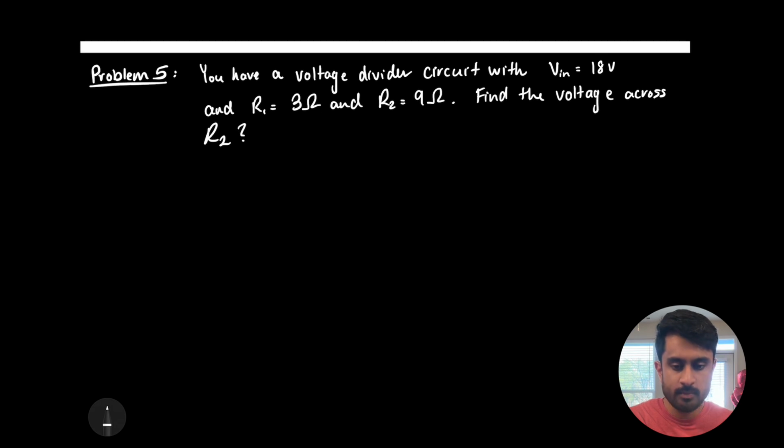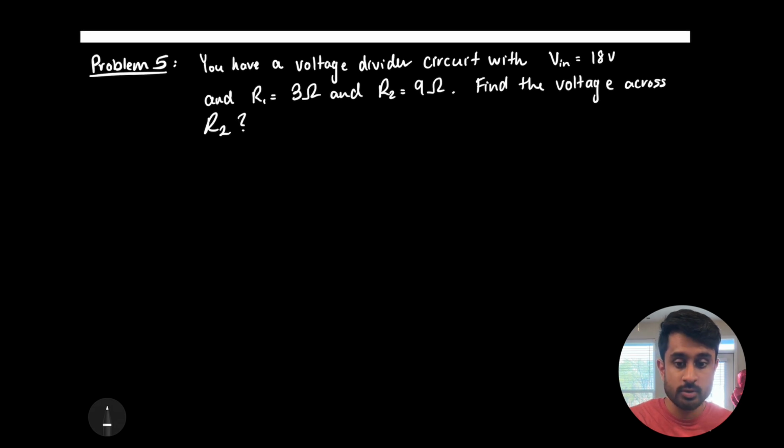Finally, problem number 5. We're going to use a voltage divider in this case. Let's go back to doing some word problems here. We have a voltage divider circuit with V in equals 18 volts and R1 equals 3 ohms and R2 equals 9 ohms. Find the voltage across R2.